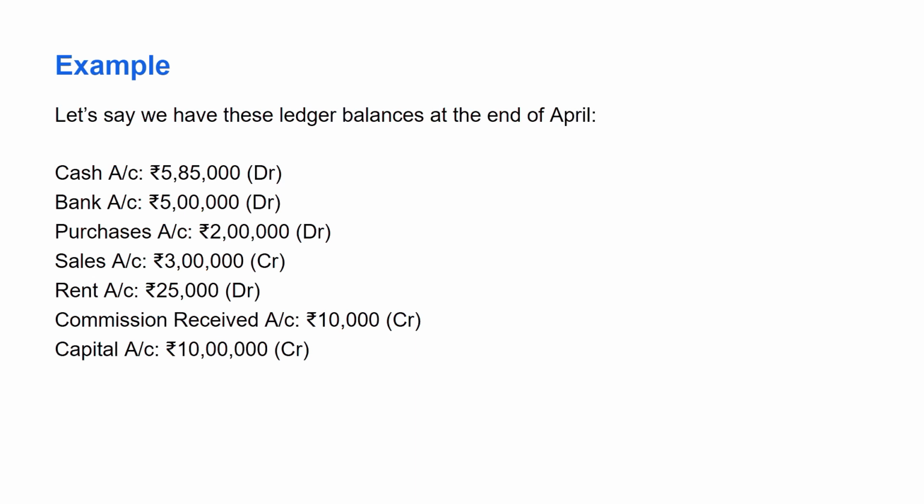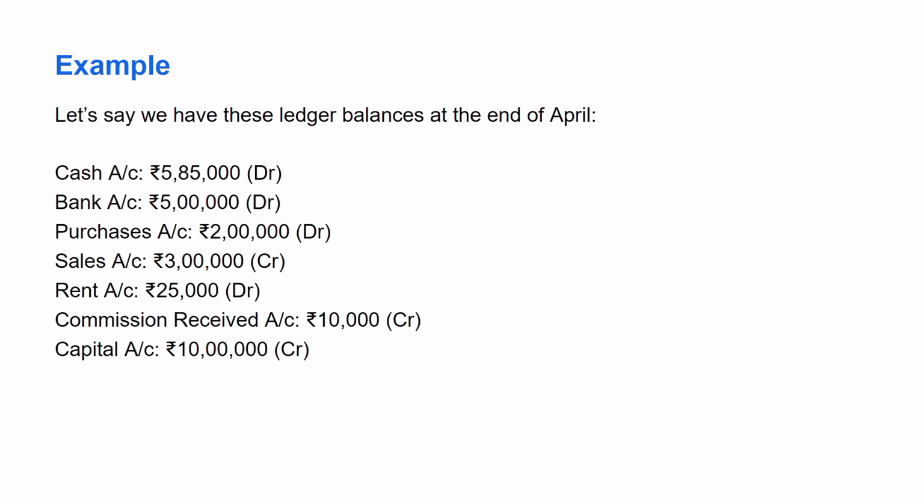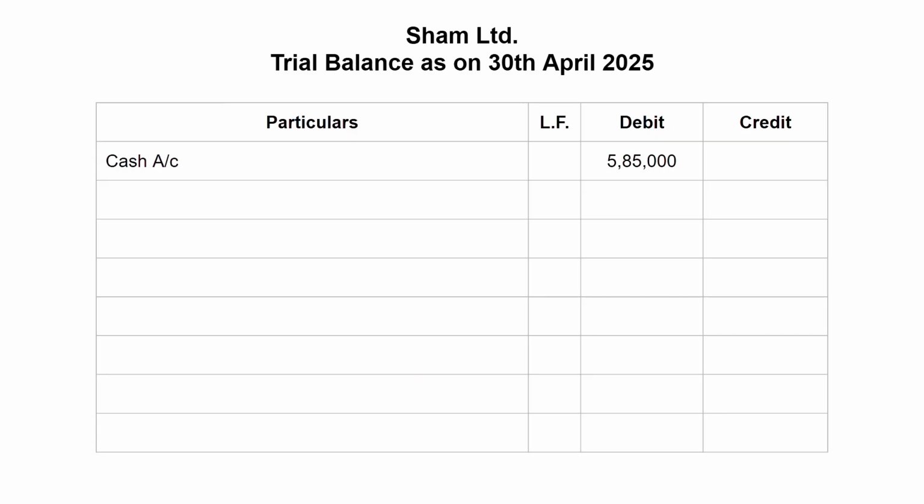Now let's create the trial balance. First is cash account 5,85,000. We have debit balance. So this is the trial balance format. Sham Limited trial balance as on 30th April 2025. Particulars, ledger folio, debit and credit. And we have got cash account 5,85,000 debit balance. So we record it as cash account debit side 5,85,000.